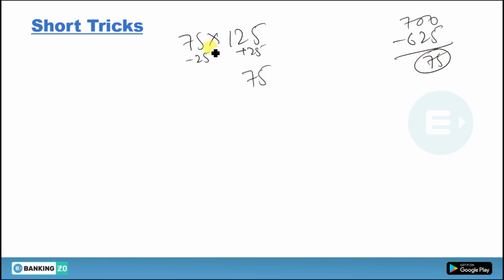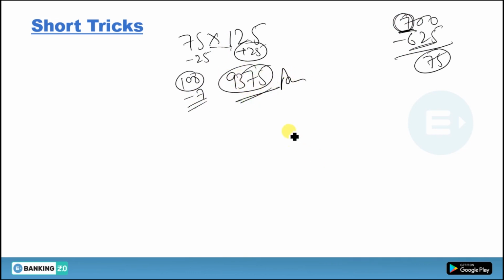Now if you add this 25 to 75, you're getting 100 here, or if you subtract this 25 from 125, you're getting 100. Now you were subtracting this 625 from 700, so subtract this 7 from this 100. What are you going to get? 9375 is the answer. I hope this concept is clear to you.